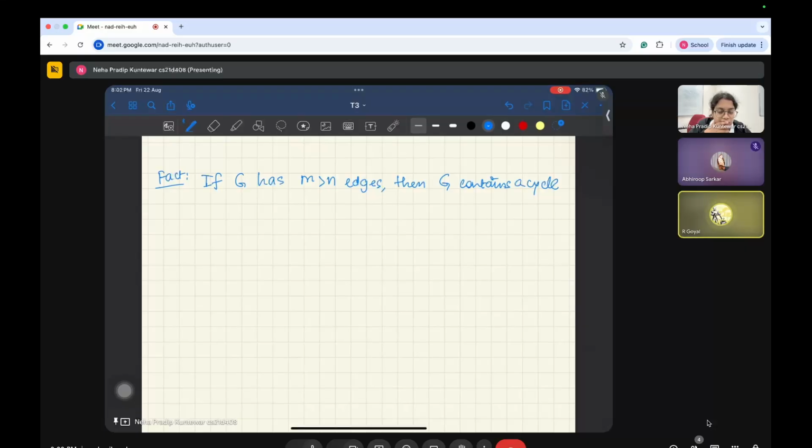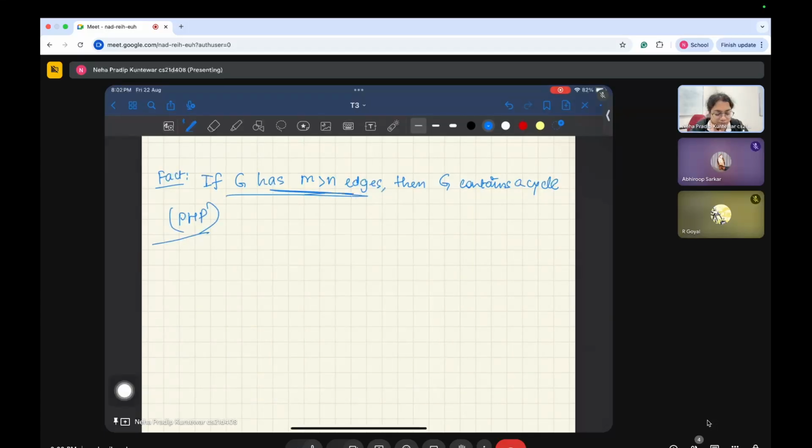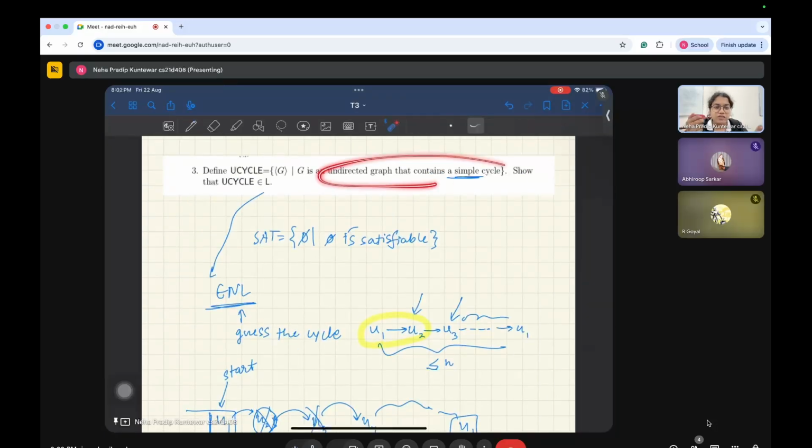If I have more edges than the number of vertices, then we might have traversed one vertex more than once. Yeah, so this is like a pigeonhole principle argument. Yes, exactly, that's the idea. The proof of this can be by PHP. So now can you use this fact? Notice that I don't need to give you the cycle. The question is not asking you to give a cycle, it's just asking to test whether there is a cycle.